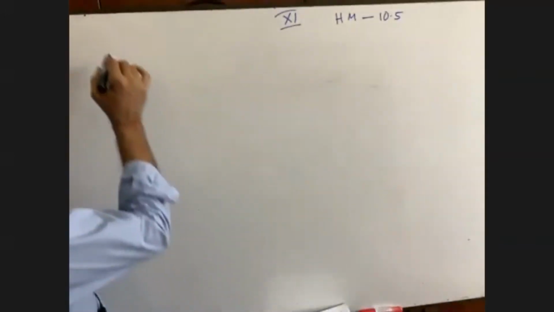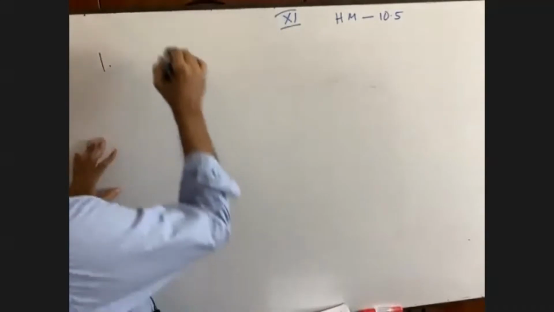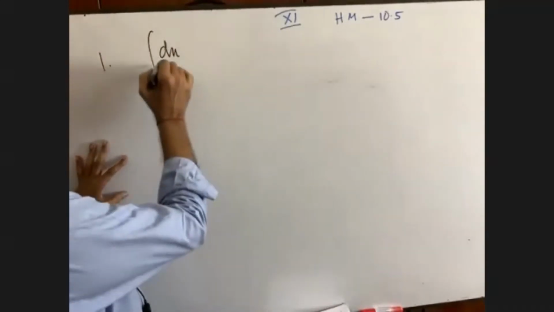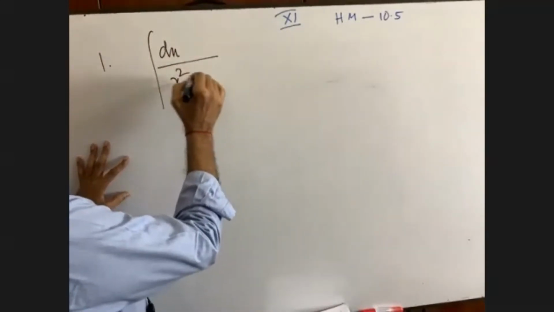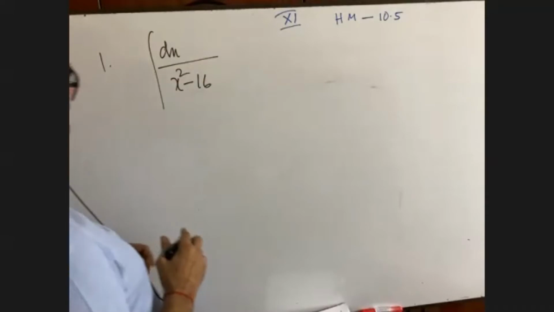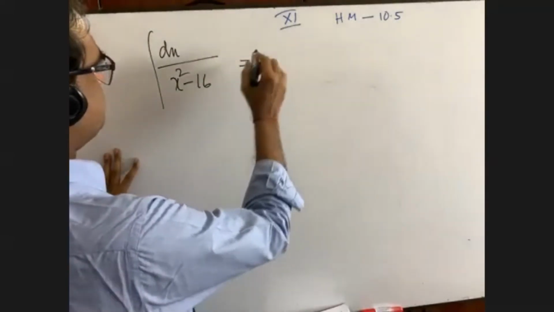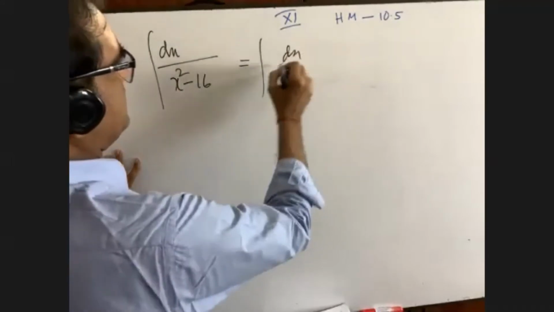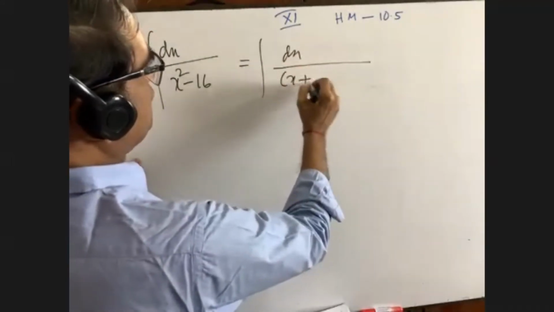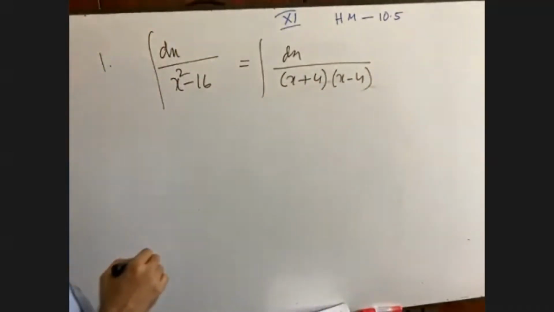Suppose exercise 10.5, question number 1. We are given this math: integral dx by x square minus 16. So what will we do actually? At first, you see, we can write here dx by x plus 4 and x minus 4. Right? Can you write?